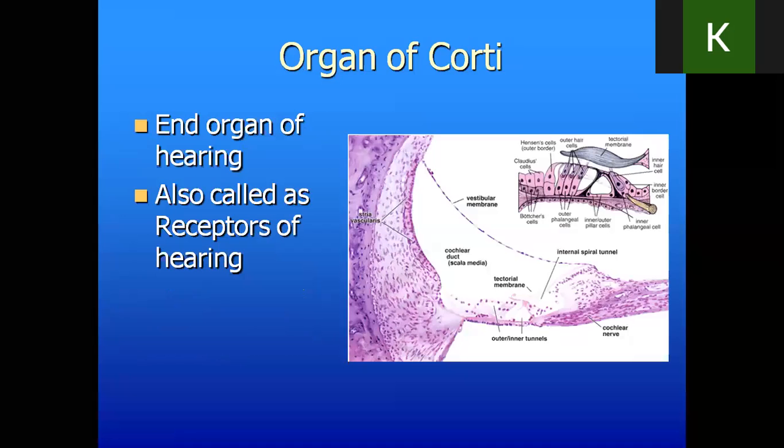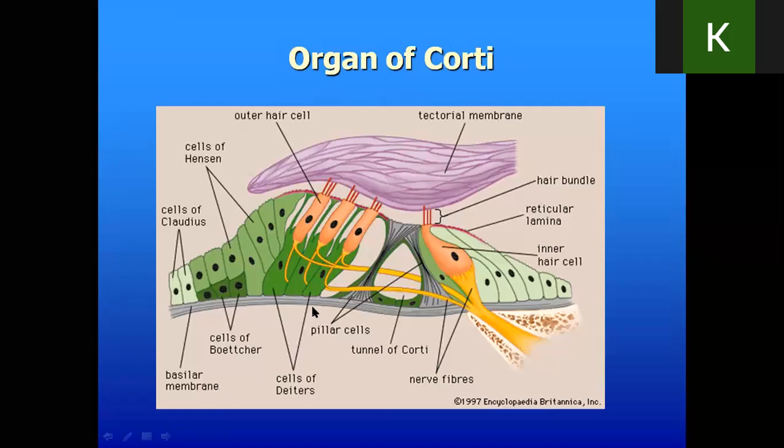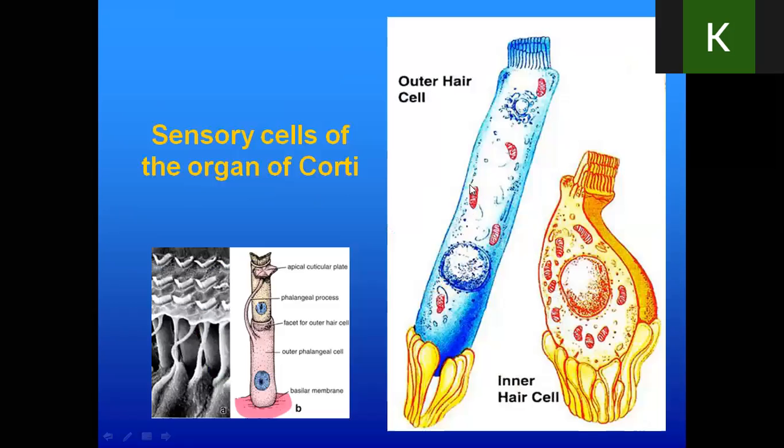Now, organ of Corti. Organ of Corti is the end organ of hearing. We call it the hearing receptor, like rods and cones are present in the retina for vision. Taste buds are present in the tongue for taste. Those are all receptors. So the receptor of hearing is the organ of Corti. Also called the receptor of hearing. And this is the diagram of the organ of Corti. If you remember this diagram, well and good, try to practice it. Sensory cells of the organ of Corti you can see through this image. They are also called hair cells.